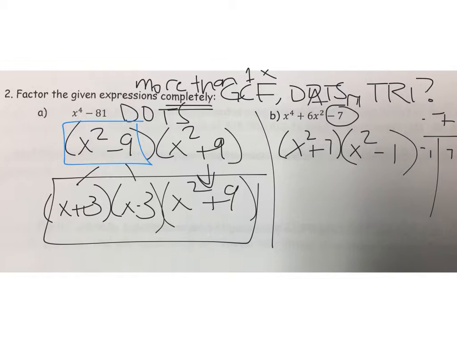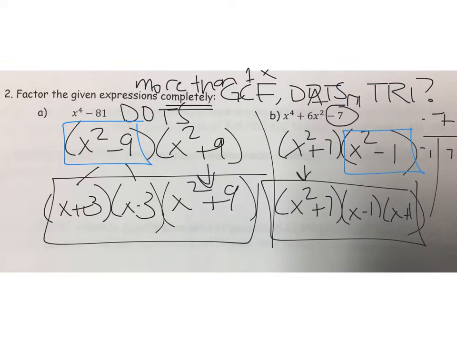Which one can be factored again? Do you see a difference of squares somewhere? Right here is another one. This one we bring down. X squared plus 7, can't touch. X minus 1, x plus 1, because this can be double dots. Okay? Next.